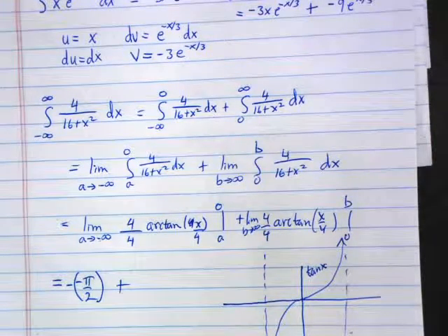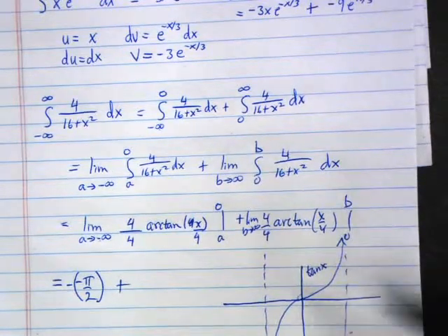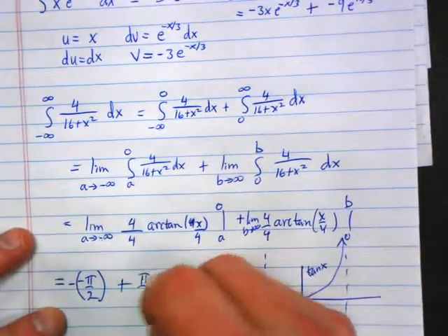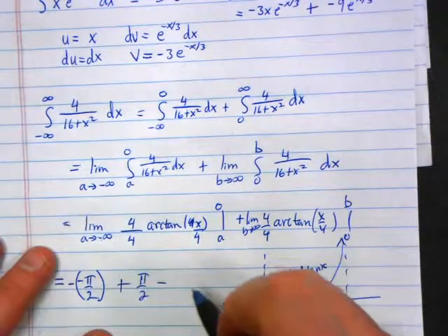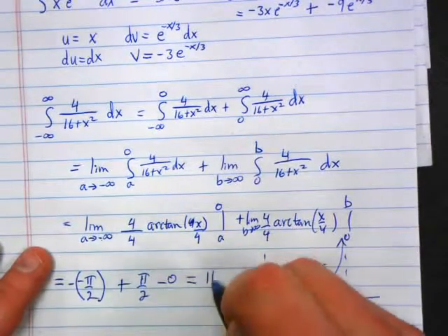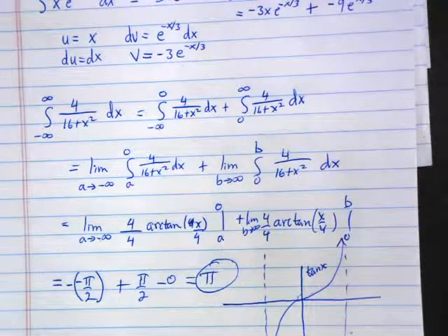It's going to be pi over 2, because now we're going this way. Our tangent is going to infinity, which means our value is going to pi over 2. Minus, I plug 0 in, the arc tangent of 0 is 0, so the answer is pi. Questions on that one?